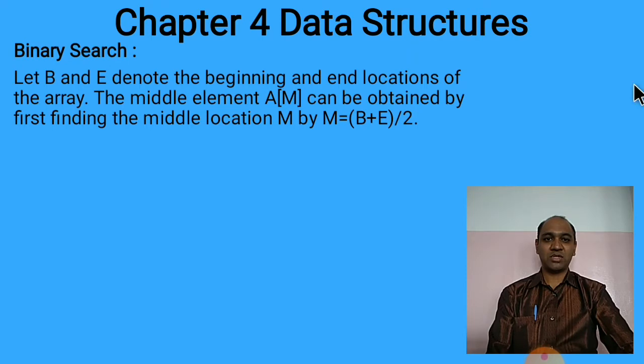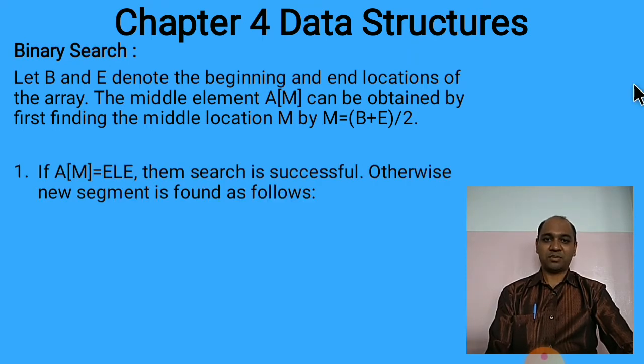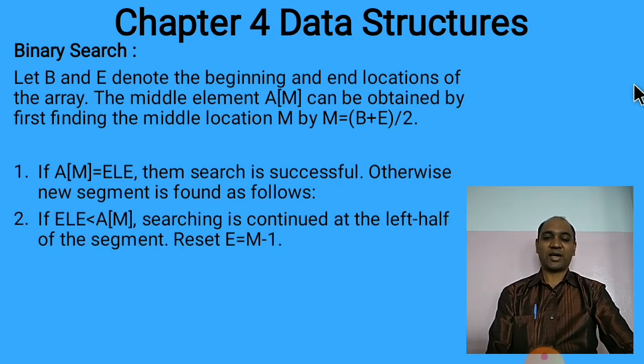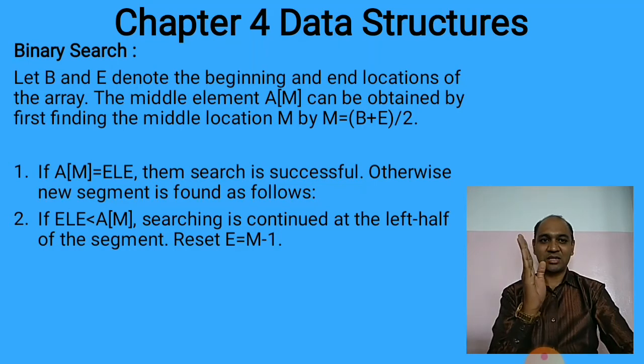So let us continue with the first criteria: if a of m, that is array of mid, is equal to element, then the search is successful. Otherwise a new segment is found as follows. So let us go for the second condition, that is the second criteria. If element is less than array of mid, then the search is continued on the left half of the segment, and reset ending is equal to m minus 1, because we will move from mid to the left side. So hence it is acting as an end minus, that is m minus 1, that is mid minus 1.